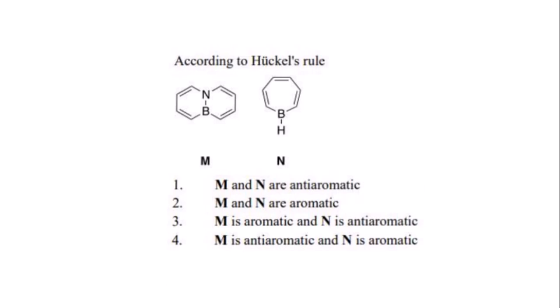Now we wish to discuss the aromaticity problem that came in the NET 2023. There are two options. One is heterocyclic compounds containing boron and nitrogen atoms. Another is heterocyclic compounds containing only boron atoms. And there are different options: both compounds may be aromatic, anti-aromatic, or one is anti-aromatic and the other is aromatic.